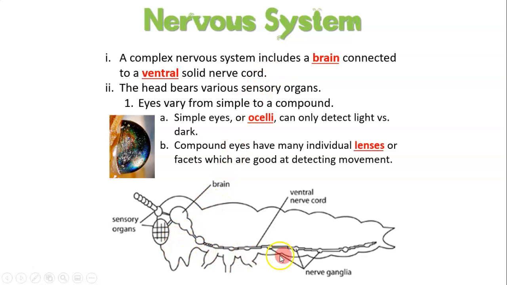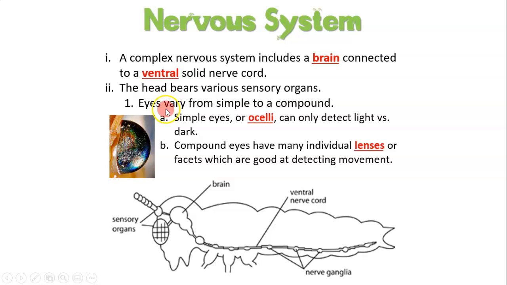And so remember, ventral is like the belly surface. In this diagram, we have the brain connected to a ventral solid nerve cord that's running down the whole length of the body of the animal. The head bears various sensory organs.